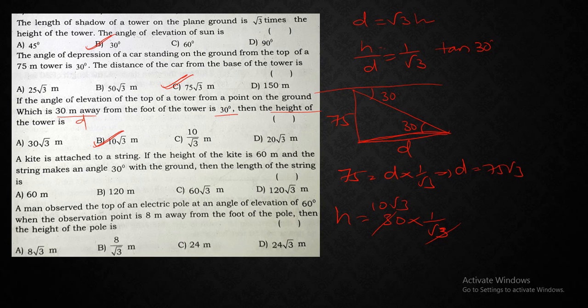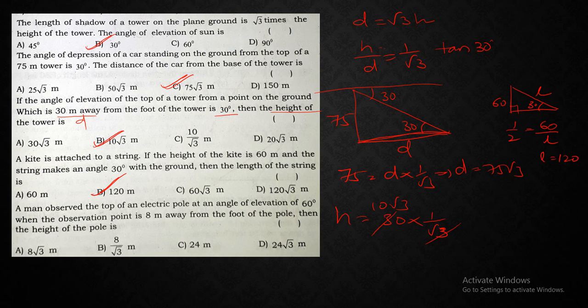Next, a kite is attached. So again a kite problem. So we need to draw the figure. So kite is attached to a string; if the height of the kite is 60 meters and the string makes an angle of 30 degrees, then the length of the string. So length of the string is nothing but hypotenuse. So directly apply sine. So sine 30 is 1 by 2. 1 by 2 is equal to opposite by hypotenuse. So when you cross multiply, L is equal to 120 meters. So length of the wire is 120 meters.